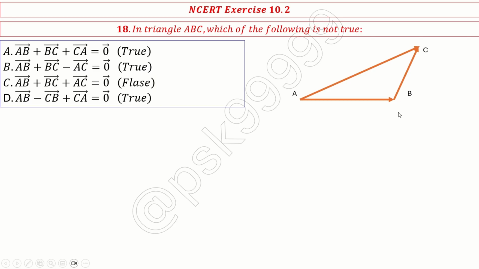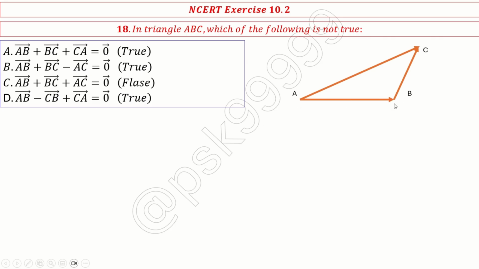AB bar minus CB bar. Okay, that means it goes somewhere here. And CA bar. Okay, CA will go somewhere like this actually. Somewhere like this. So it is not 0. Sorry, it is equal to 0. It will go back to the original point. CA, right? CA. Okay. AB minus CB.